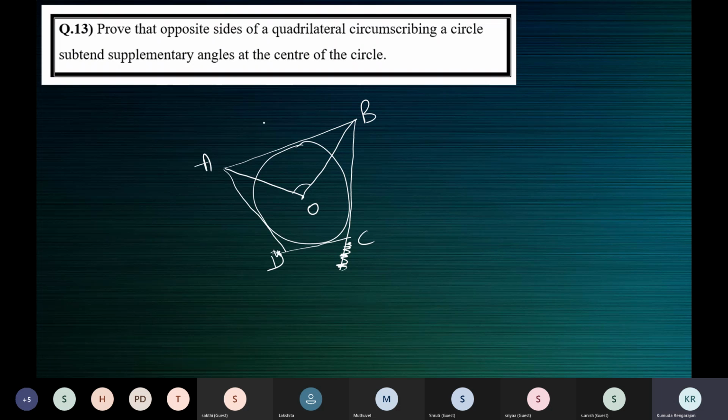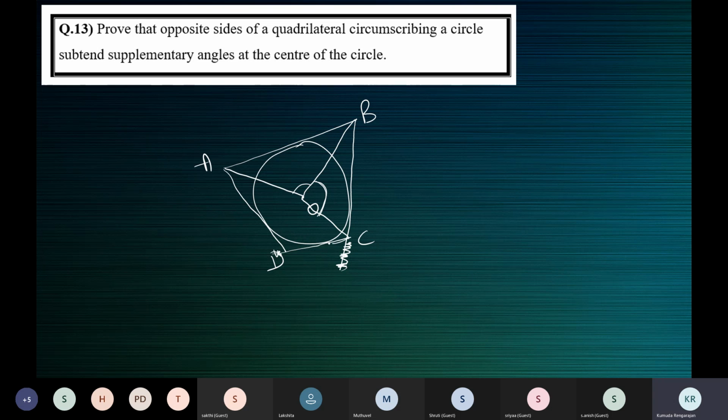Similarly, join B to O and C to O. B to O is already connected. So let us join C to O. So now this angle is formed, angle BOC. Angle BOC is the angle subtended by side BC at the center.